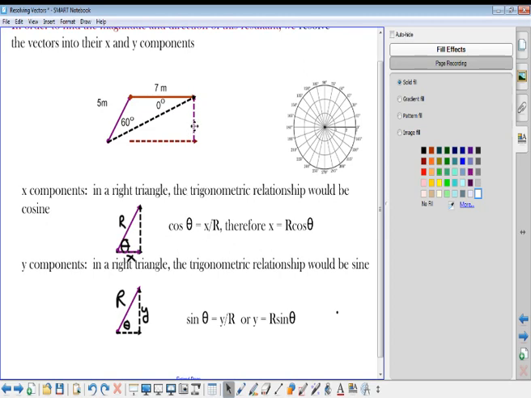I can do the same with the y component. Here's the y component here. Its relationship to the resultant is going to be sine, because sine is opposite over hypotenuse, so the sine of theta is y divided by r. I can rearrange this relationship to say that the y component is the resultant times the sine of the angle. This is always going to work for you in this unit. So let's see how that works for our sample problem.